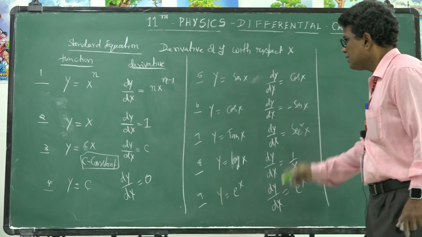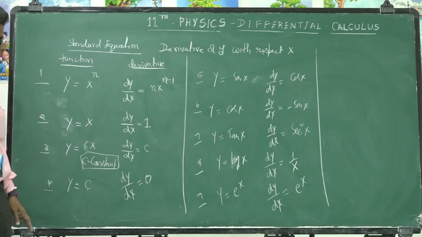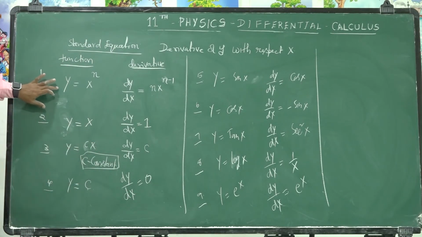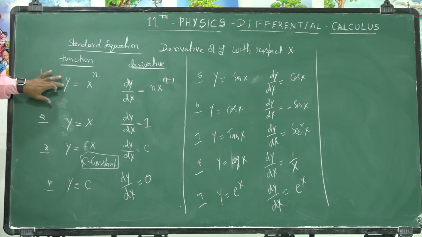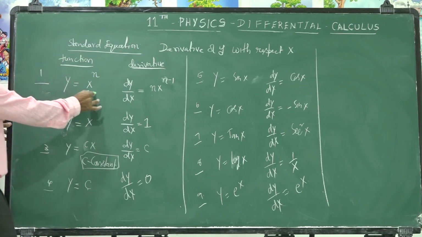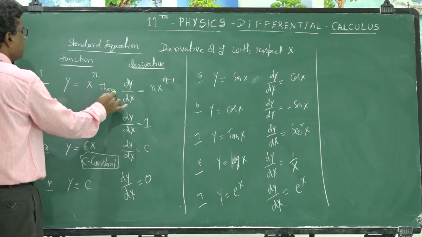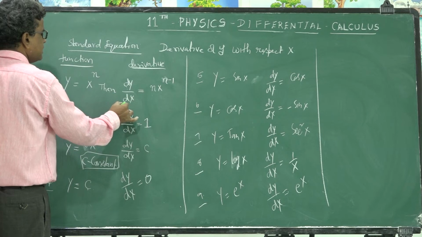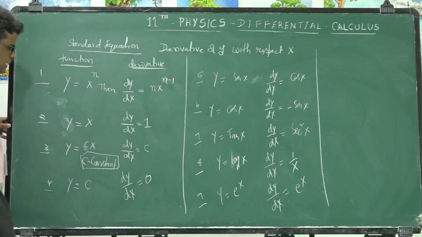So here I introduced 9 formulas. The first one: these are the standard equations of derivative. You remember these standard equations. The first one is y is x to the power n, then its derivative dy by dx is n x to the power n minus 1. I will explain with the example.